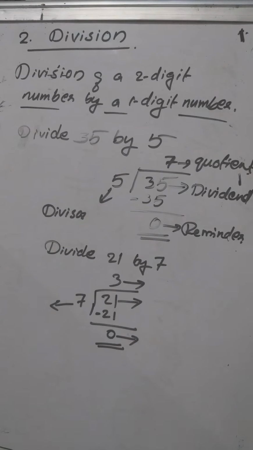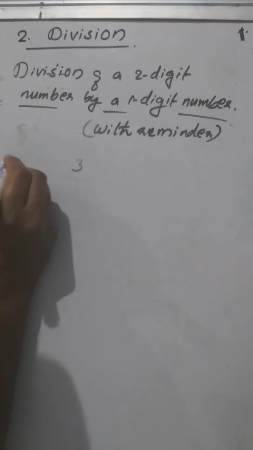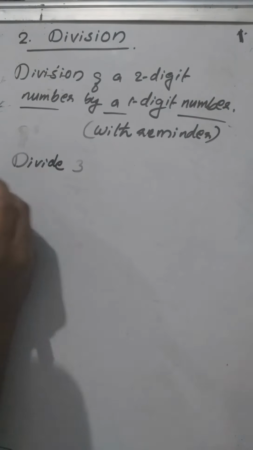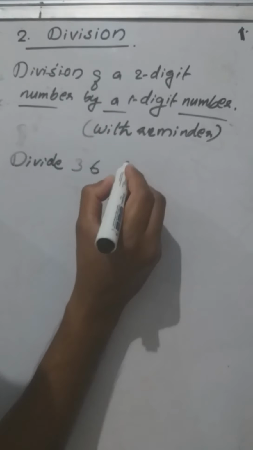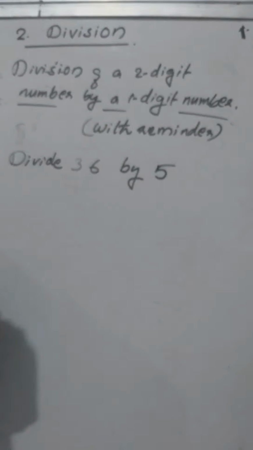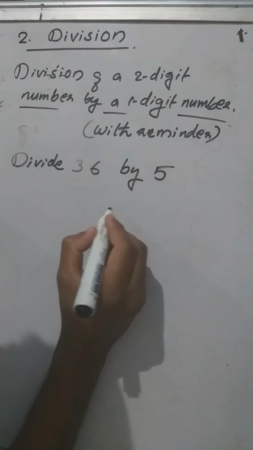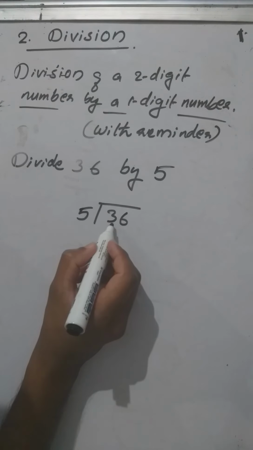Division of a 2-digit number by 1-digit number with remainder. So now let's do one example. Divide 36 by 5. So here let's write 36 and here we have to write 5, and there are no 5's in 3, so we have to take 36.